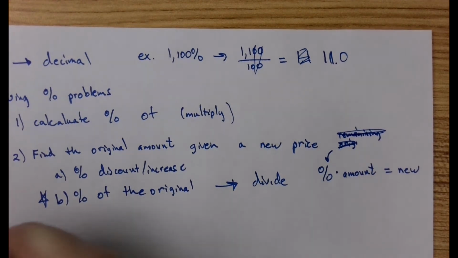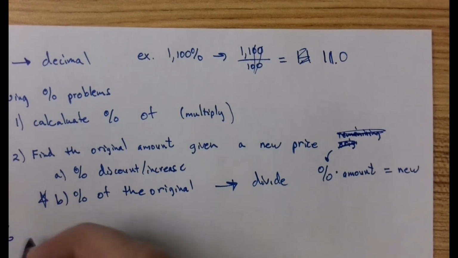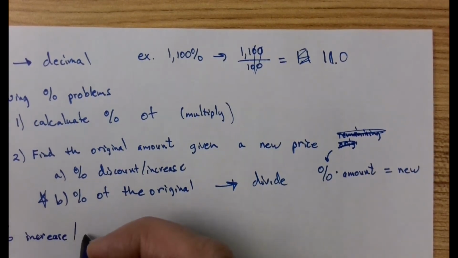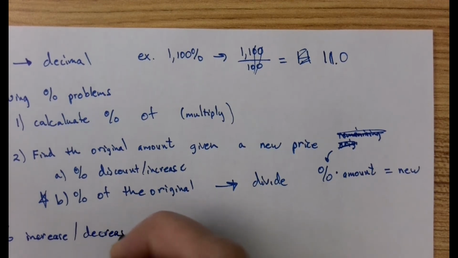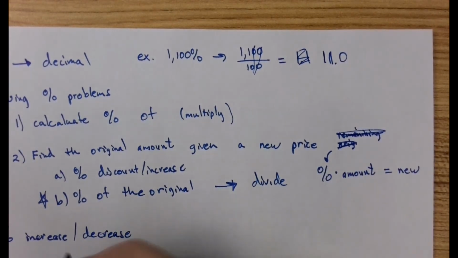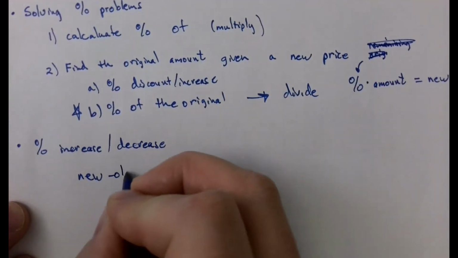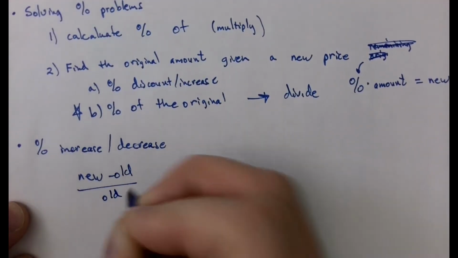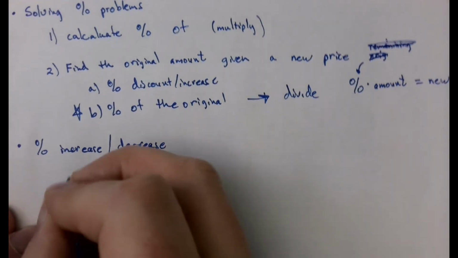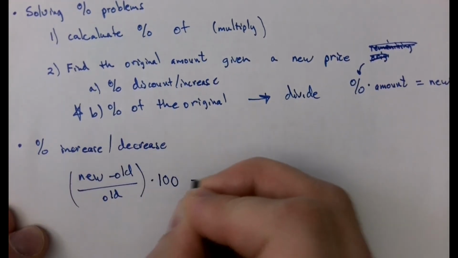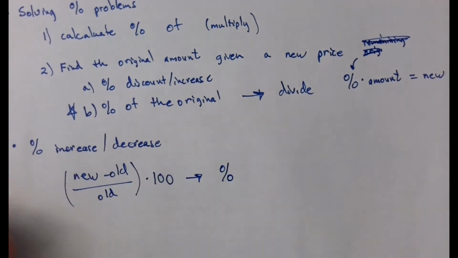And then the last thing we encountered in unit 1.1 was this notion of percent increase slash decrease. How do we calculate that? We gave you a formula. It was new minus old divided by old. This gives you the decimal version of it. When you multiplied times 100, you got the percent increase or decrease. If it's a positive number, it's an increase. If it's a negative number, it's a decrease.